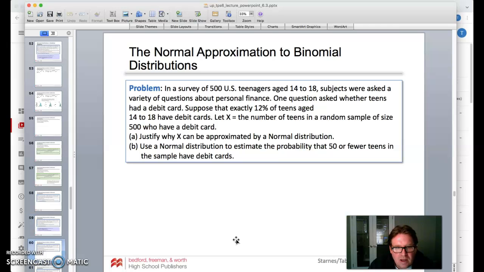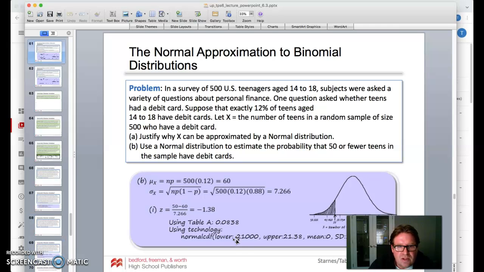Now part B, use a normal distribution to approximate that. The first thing we have to do is find the mean. Remember, to find the mean of a binomial distribution, we take the number of trials times the probability, that's 60. For the standard deviation, we take that 60 and multiply it by the probability of failure, which is 0.88, take the square root, and that's 7.27.